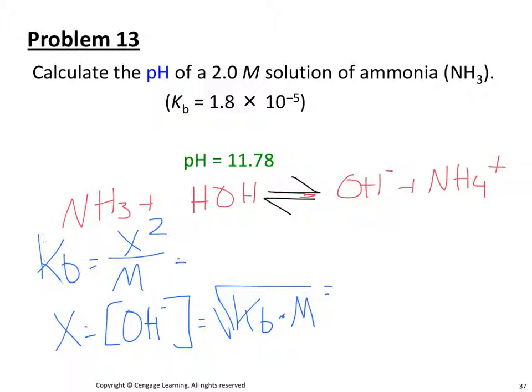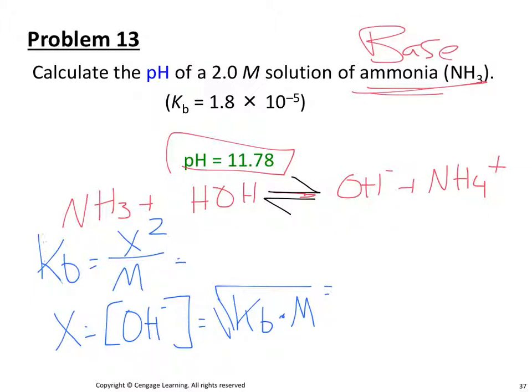Once you get that value, what can that lead you into? POH. And then once you get POH, how do you get the pH? Subtract it from 14. So that's kind of where this question would lead you. But first of all, how do I know the pH is above 7? Ammonia is a base. That's how that'll lead you into it, okay? So does anybody have a number for X?